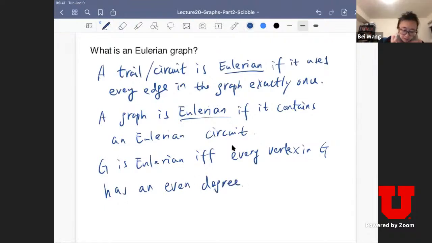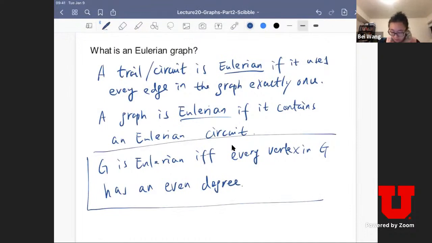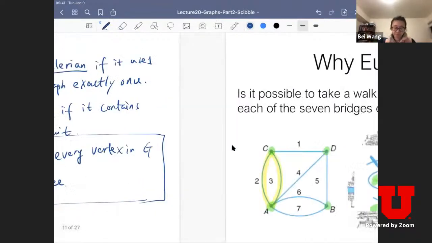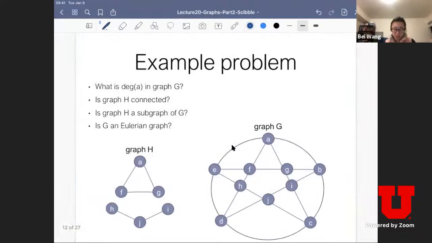So this last thing is particularly important because it can be used to prove whether a graph is Eulerian or not by just looking at the degree distribution of its vertices. And we're going to see examples soon. So now, if I'm giving some examples, on the left-hand side, we're asking, what is the degree of the vertex A in G? Remember, the degree is the number of adjacent edges.